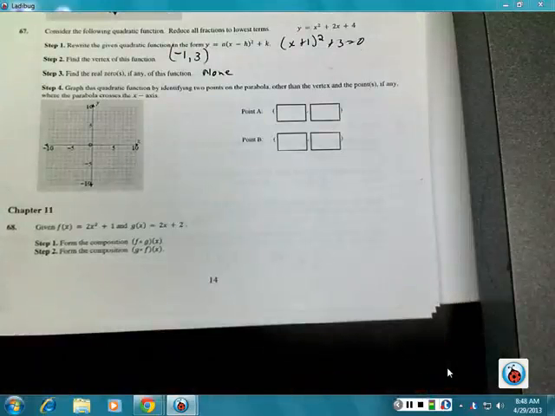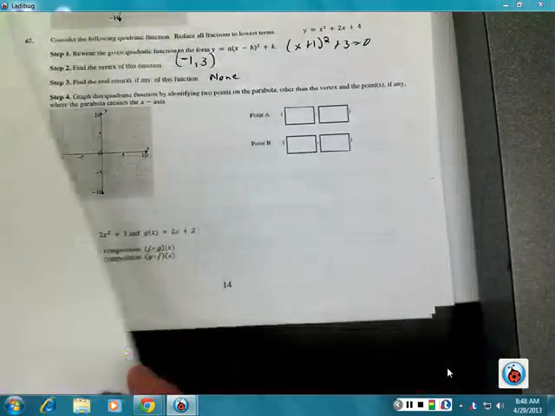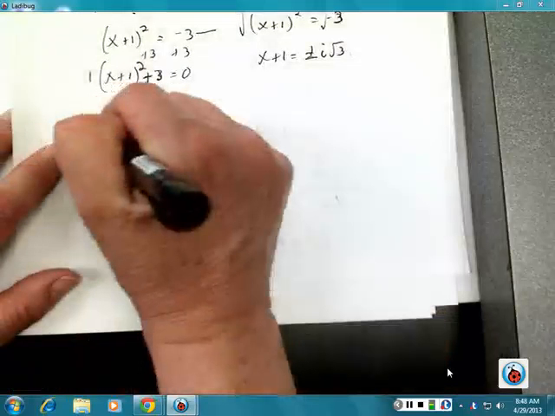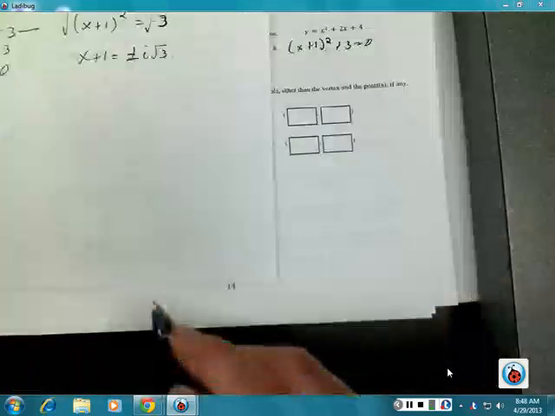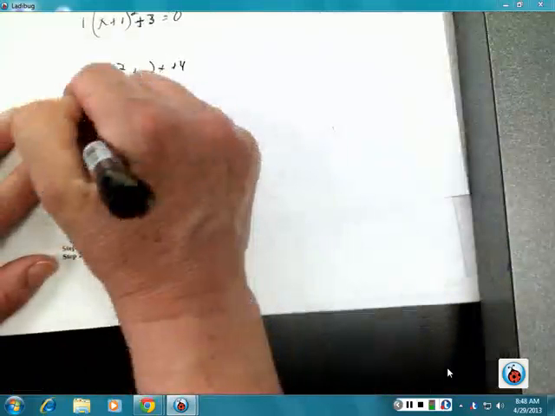And so then it says graph the quadratic function. So if I graph it, I need to know where I'm going to start at. So y equals x squared plus 2x plus 4. Plug in a point. So, oh, let's see. Pick a 3.